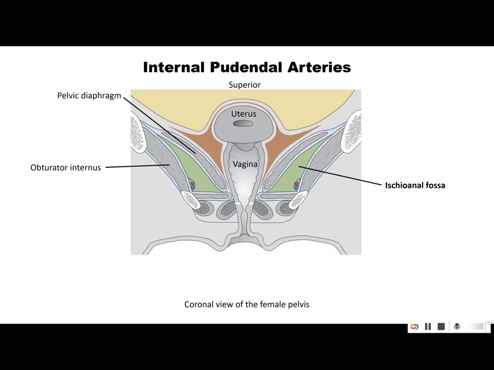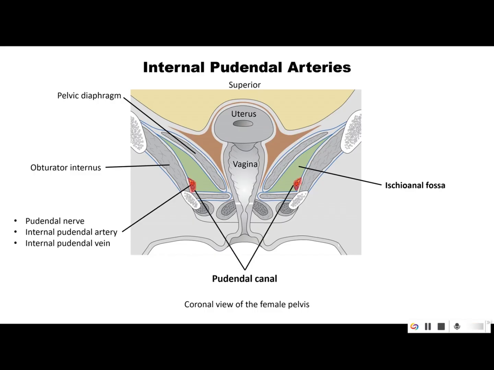As it passes anteriorly to reach the structures within the urogenital triangle of the perineum, the internal pudendal artery, along with the internal pudendal vein and the pudendal nerve, passes through the pudendal canal in the lateral wall of the ischioanal fossa.